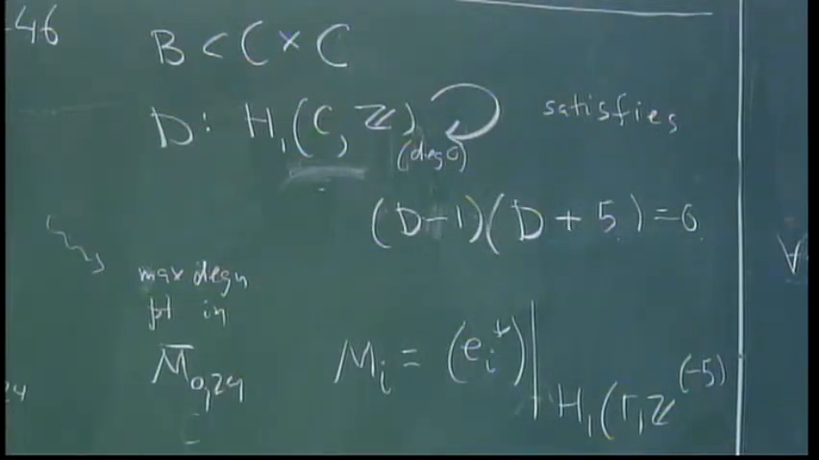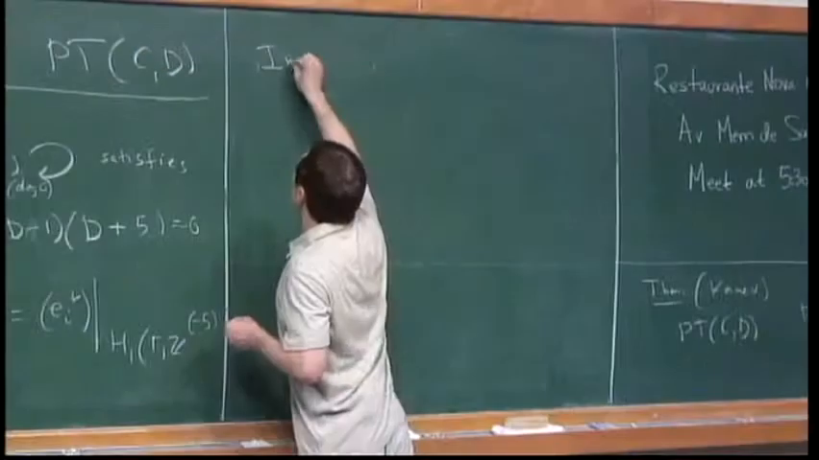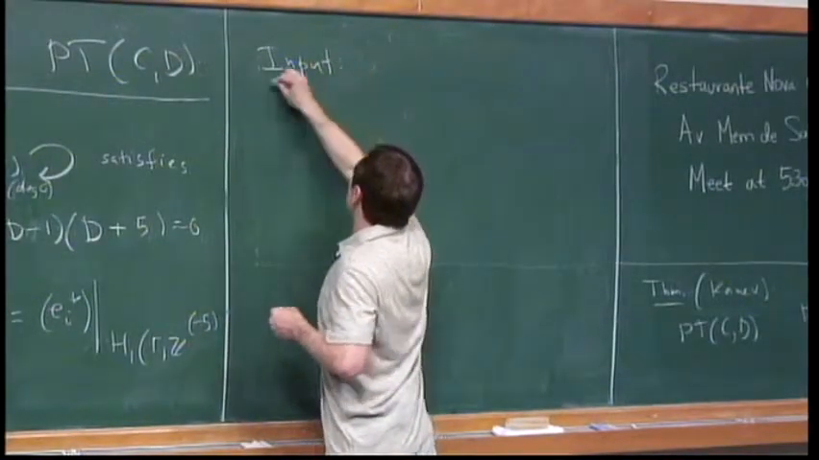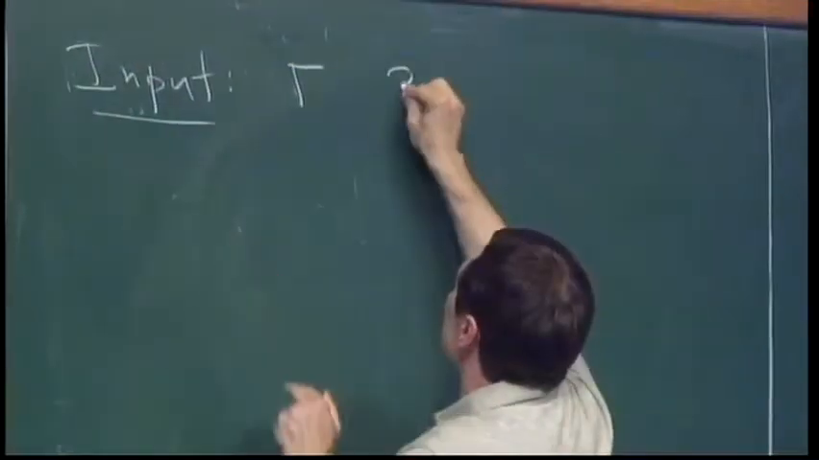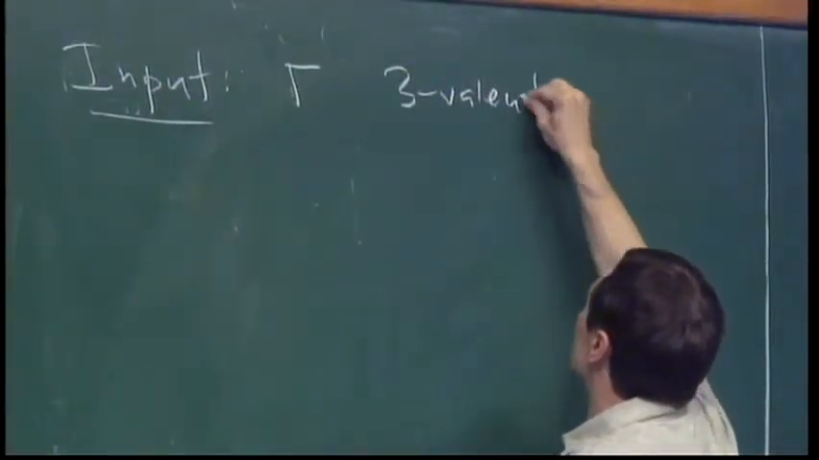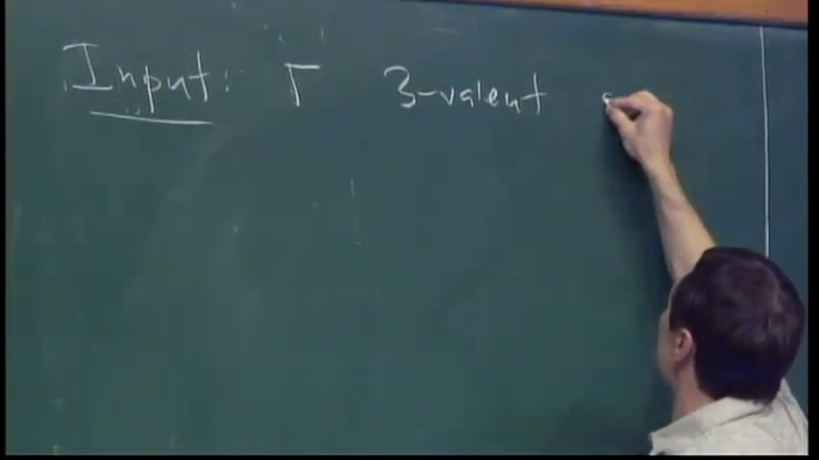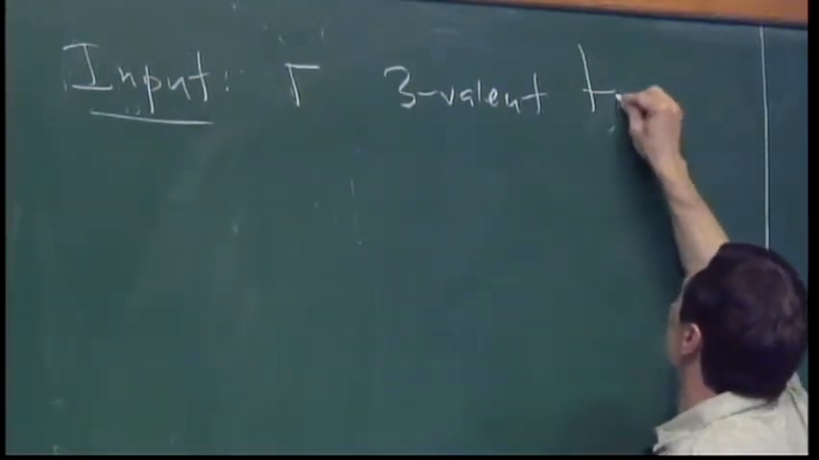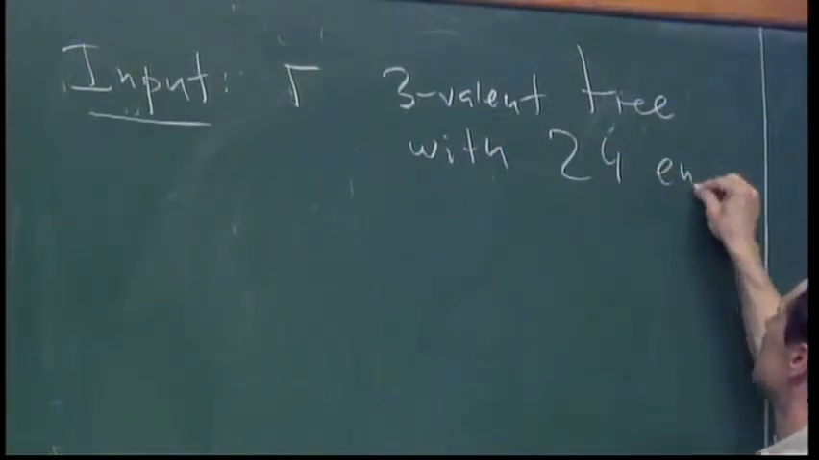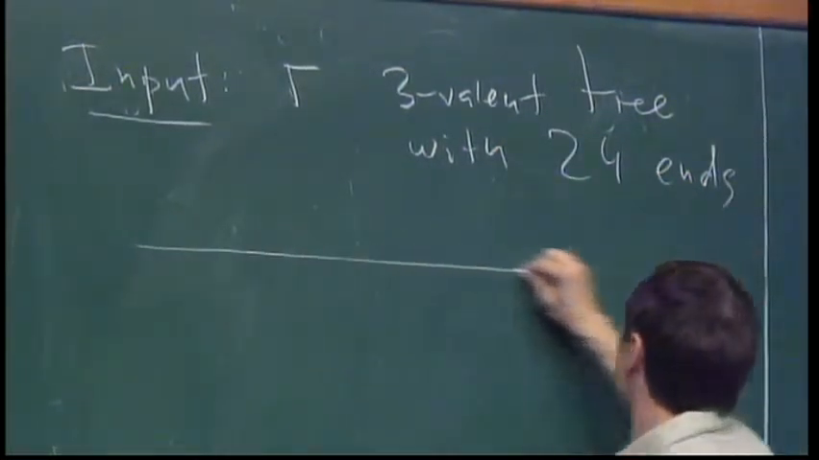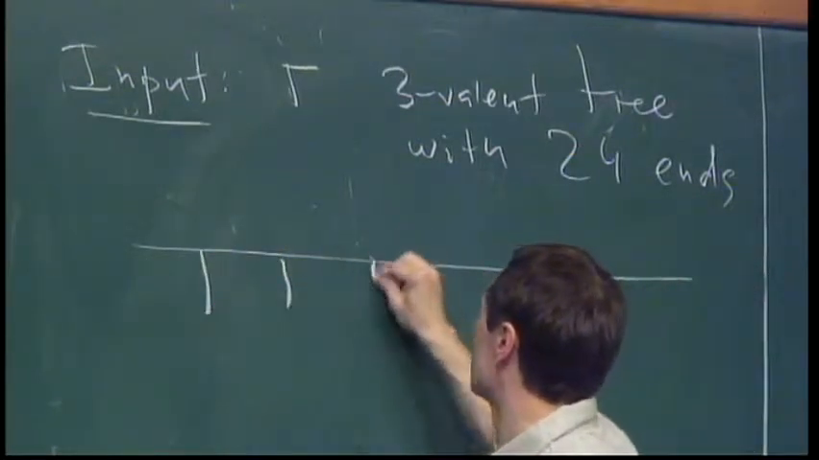So the thing is now completely explicit. So there is an explicit formula. And for the input, what you want is this gamma trivalent graph, a tree with 24 ends. So it really doesn't matter which one you pick.